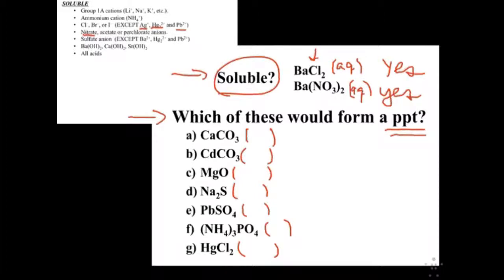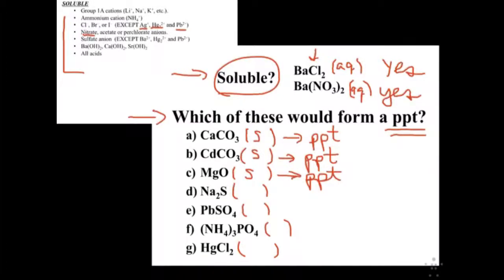Calcium carbonate. So calcium and carbonate don't show up anywhere on this table, so that's going to be a solid. That's chalk. So we could write PPT as an abbreviation for precipitate. So that's going to precipitate out of a solution. Cadmium carbonate, also not mentioned anywhere on the table, so that would be a precipitate. Magnesium oxide, again, doesn't show up anywhere on the table, so that's going to form a precipitate.